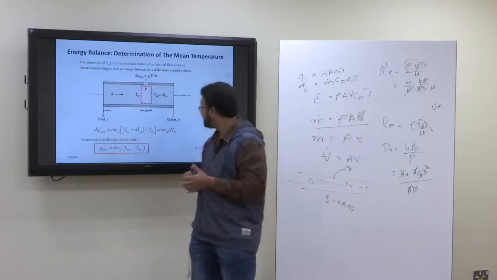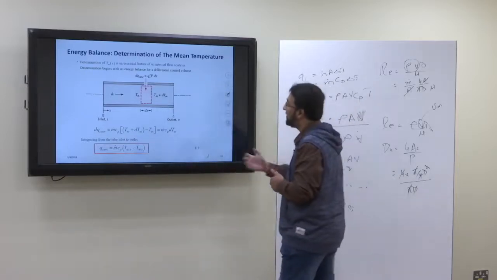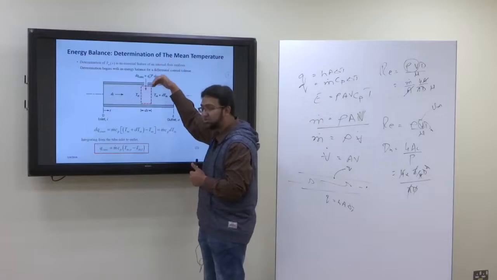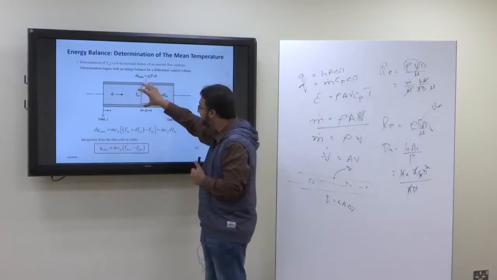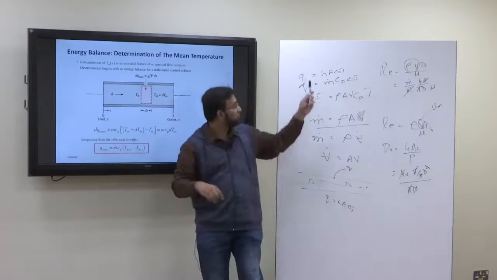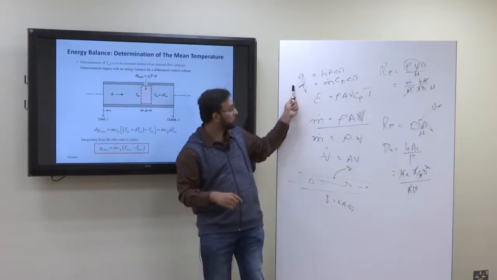So this is the main concept in here. The amount of heat convected is equal to the amount of heat gained by the water. Amount of heat convected is equal to the amount of heat gained by the water.